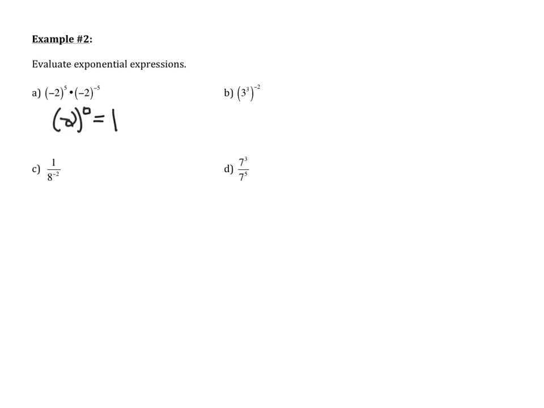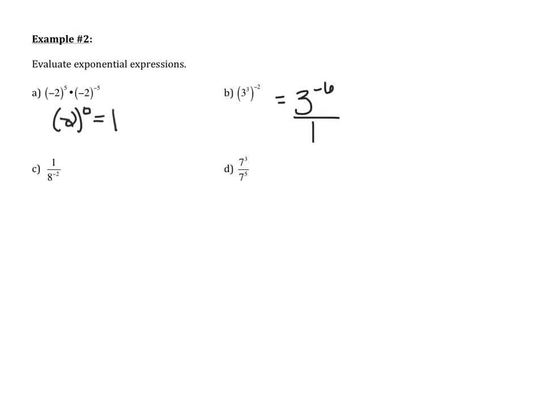For part B, I have 3 to the 3rd raised to the negative second. So I have a power to a power, so I need to multiply. Now you're going to have to start thinking back to all the other properties that we've learned so far. So we would have 3 to the negative 6th, since 3 times negative 2 is negative 6. So remember, don't leave anything with a negative exponent.